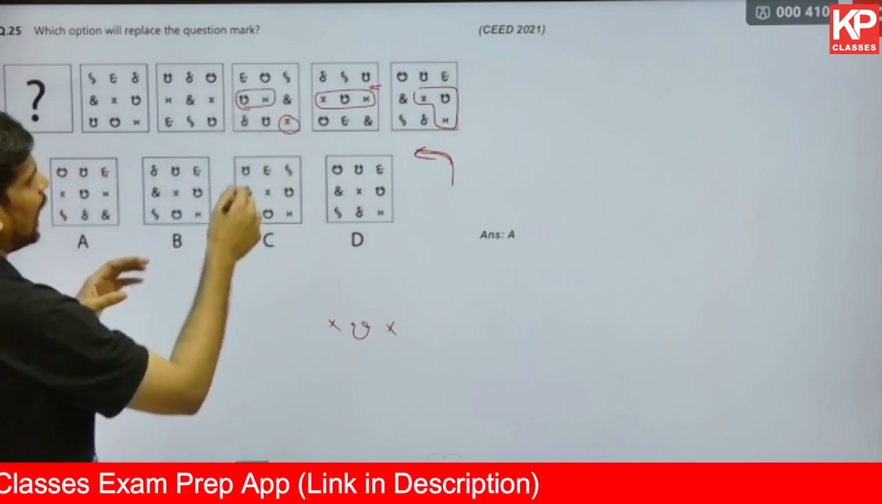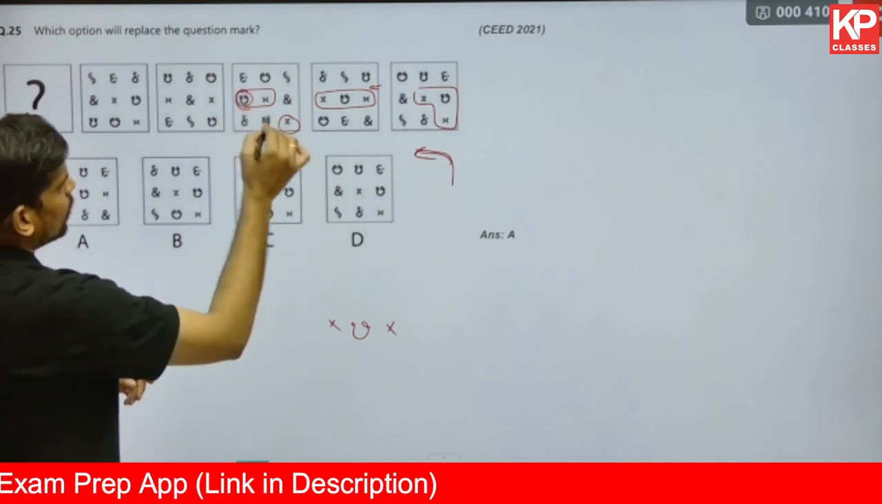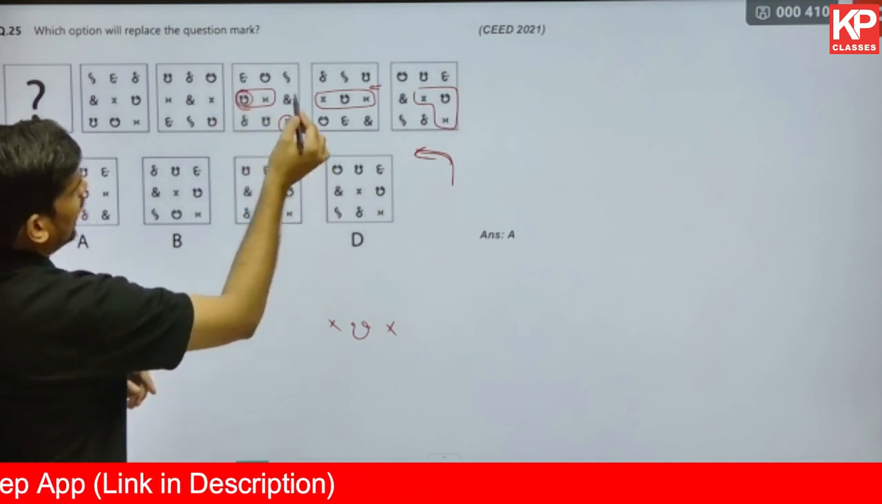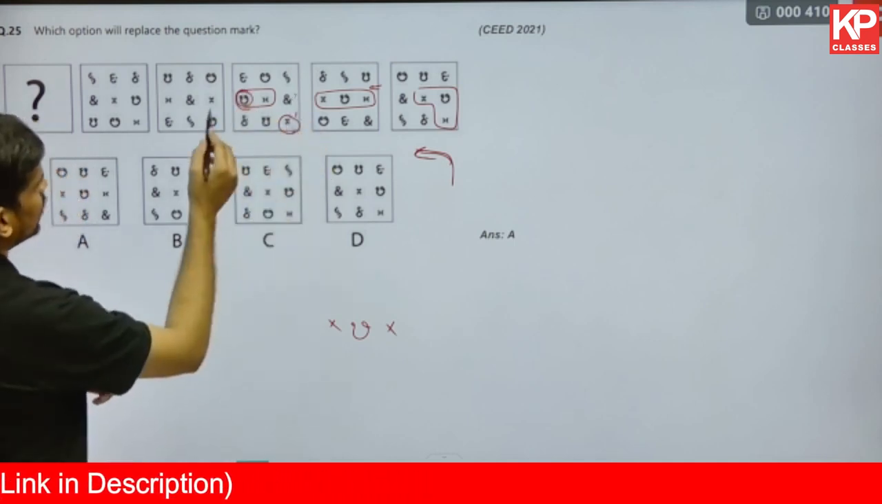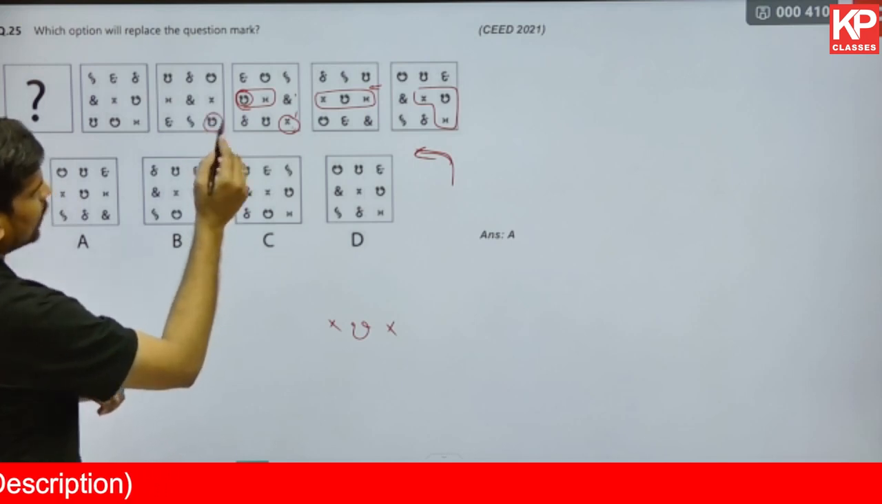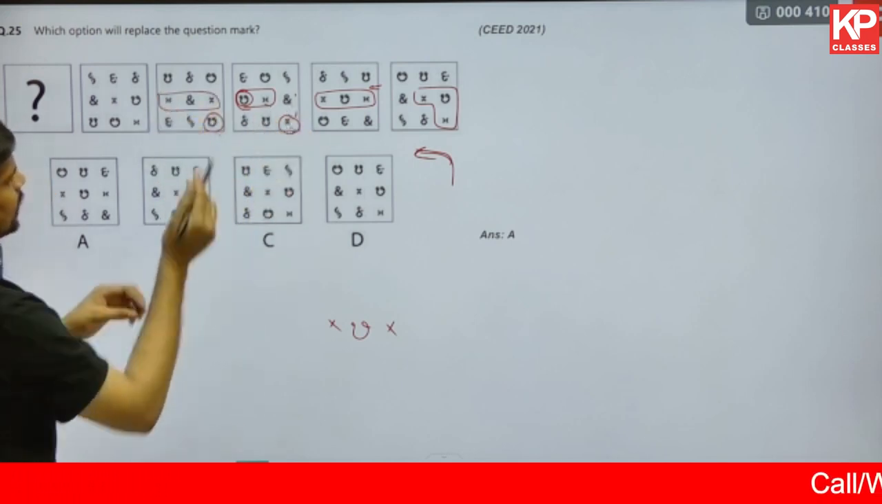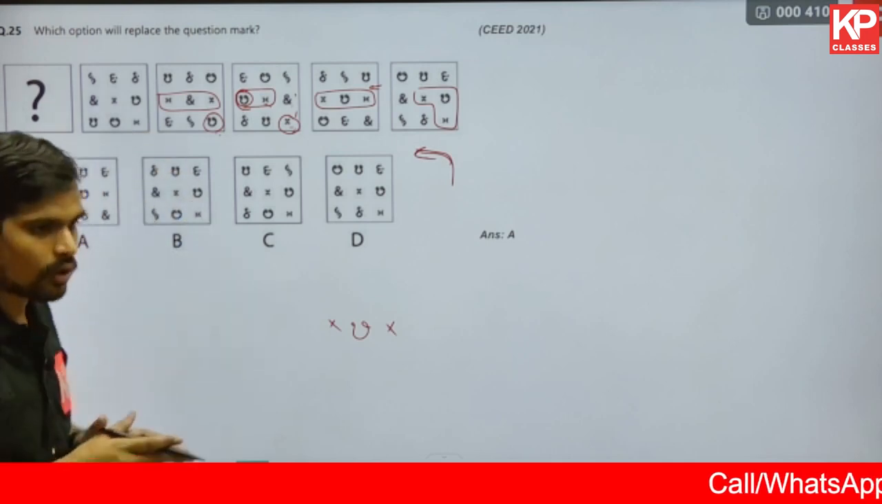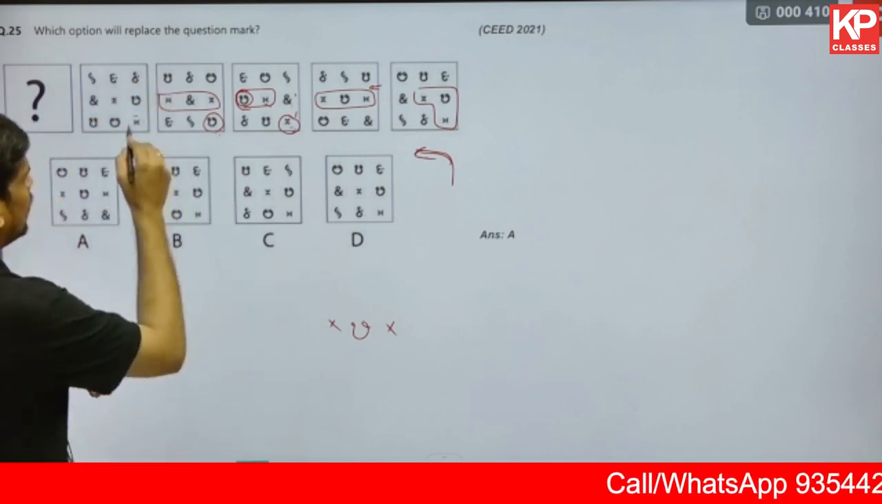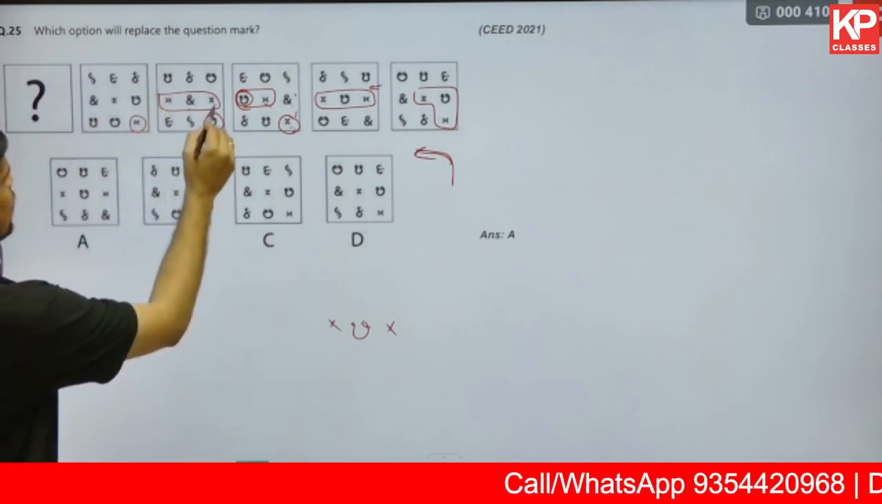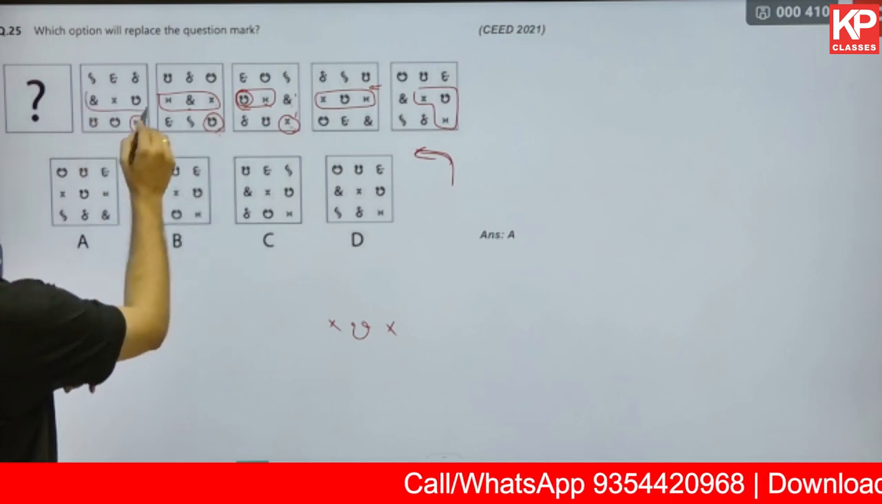So the next one, ideally applying the same logic, now this object should go to this position. X should come over here. So am I having that? Yes, this symbol is coming to the right hand corner. Then I'm having X and an X. In the next object, for the same logic, this X has to go to the right hand corner. Then there will be an X and the symbol.